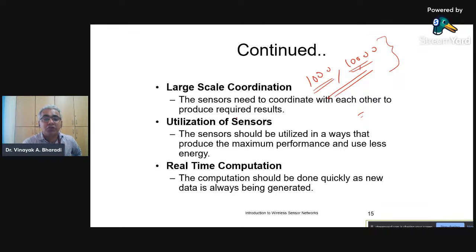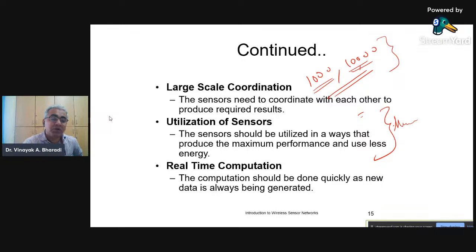Then sensors should be utilized effectively, so that maximum performance is achieved. For example, temperature monitoring over a period. You should have proper plotting of temperature, showing from which sensor the temperature is coming for a specific district, in the case of precision agriculture. If optimized utilization of that data is not done, it is a problem.